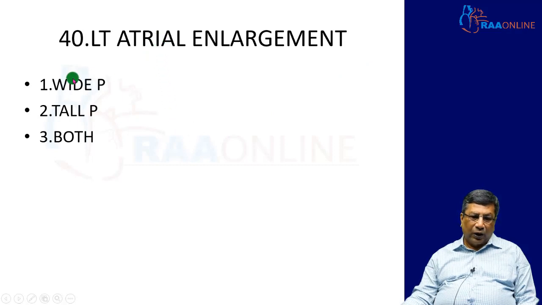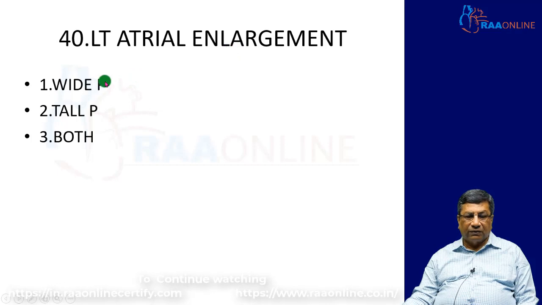Left atrial enlargement gives a wide P wave, and a tall P wave is also possible. I told you the last atrium which is depolarized is the left atrium, so when it is enlarged, naturally it takes a long time for the left atrial depolarization to be finished. So it will increase the duration of the P wave. So left atrial enlargement will produce a wide P wave.